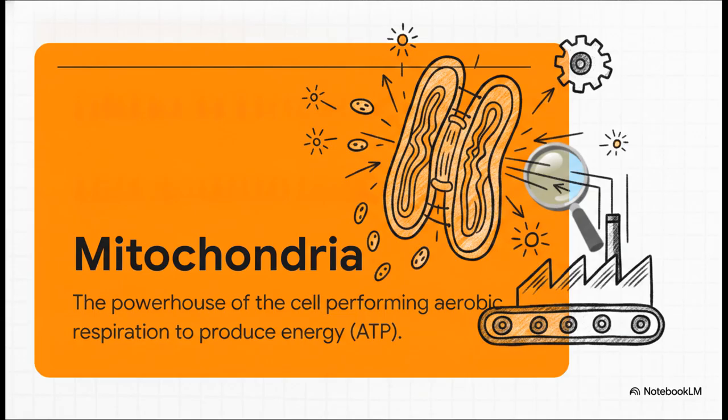Meet the mitochondria. You've probably heard it called the powerhouse of the cell, and for good reason. This organelle performs aerobic respiration. It takes in nutrients and creates energy in the form of ATP, which is then utilized to power every single piece of machinery in our cellular factory. And it does this incredibly efficiently, using its inner folds, which are called cristae.